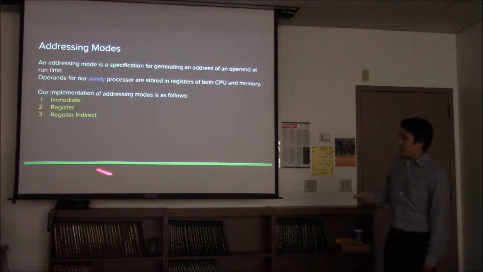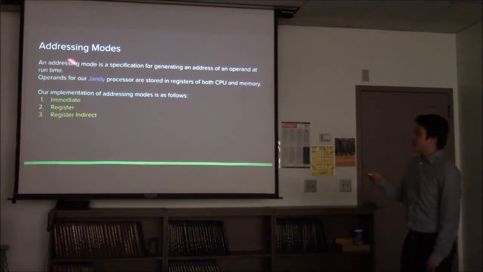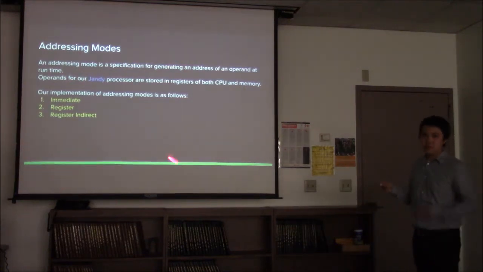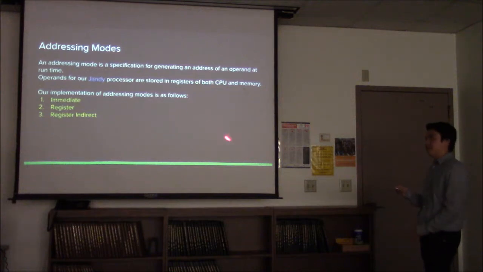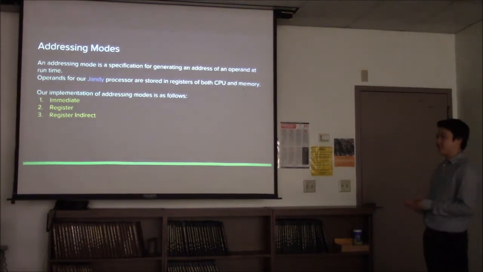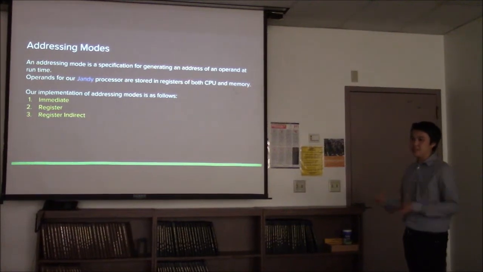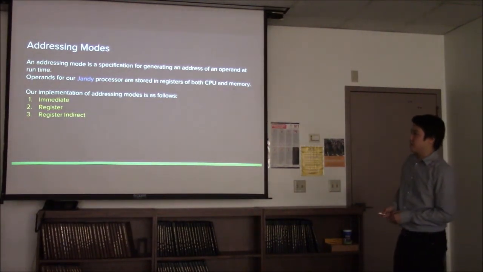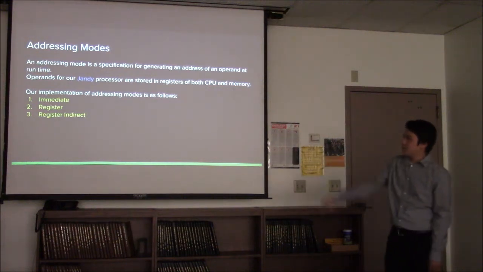So our processor also supports these kinds of addressing modes. We learned in class that addressing modes is a specification for generating an address of an operand at runtime. So operands of our processor are stored in registers, both in CPU and memory. And it's important to note that the term registers can be applied to memory because memory is just a collection of registers. And so our implementation of addressing modes is as follows. We have immediate, register, and register indirect.